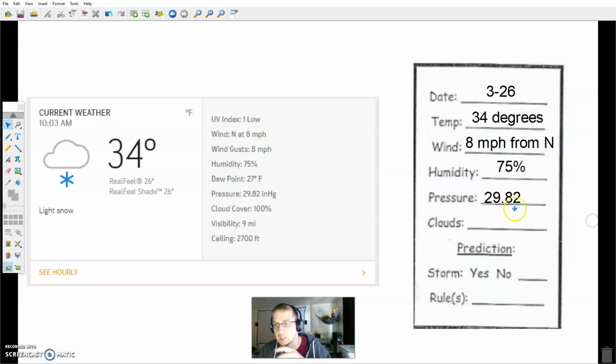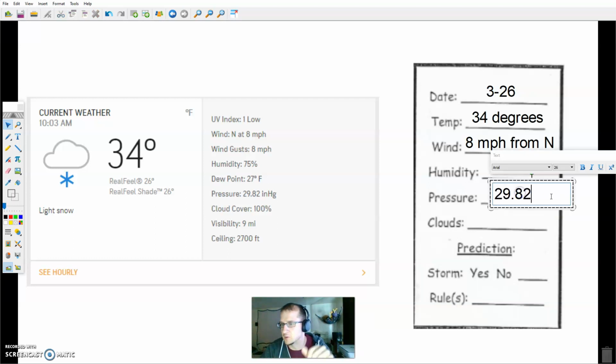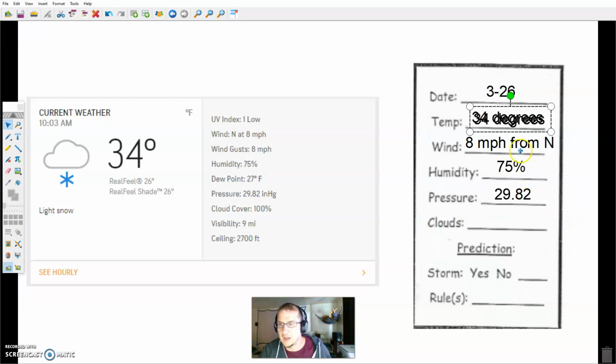Now that is fairly low. Generally you'll see a reading between 28 and 32, so that 29.82 is pretty low. And then our cloud coverage is 100%.